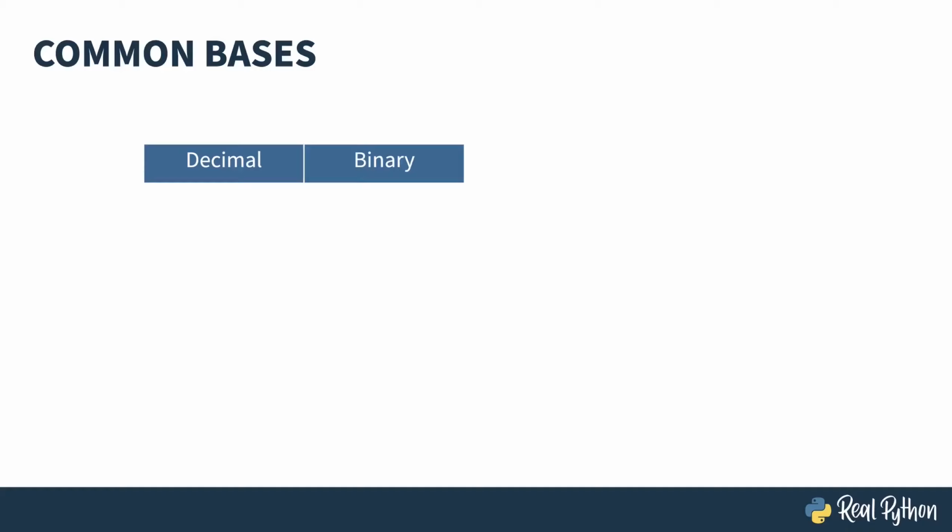In computer science, there are 4 bases that are commonly used. Decimal, because that's what humans are used to. Binary, because that's what the machines want. And the last 2 are things that translate back and forth to binary easily. Octal, which is base 8, and hex, or hexadecimal, which is base 16.